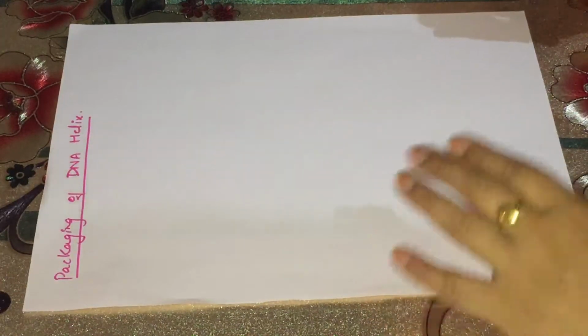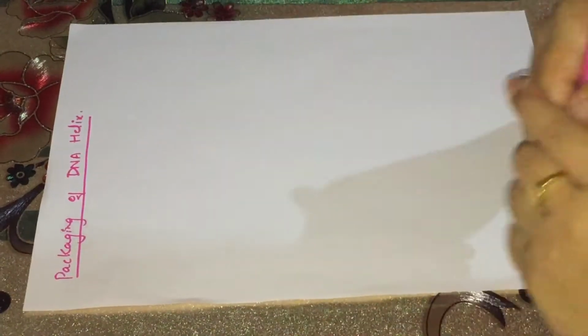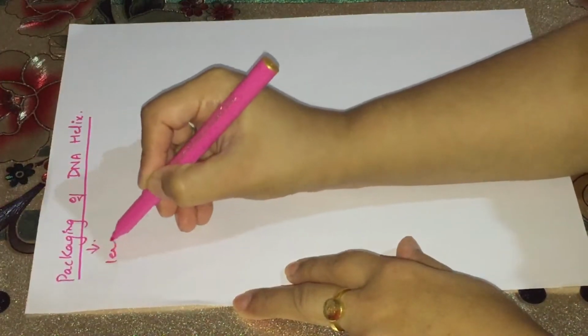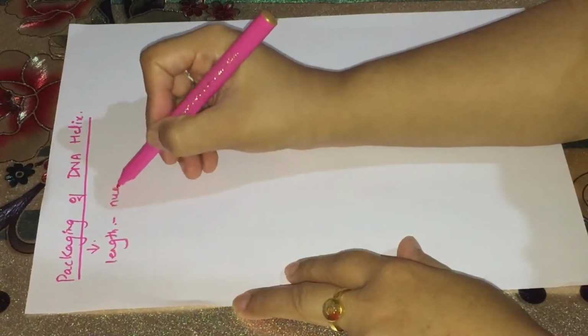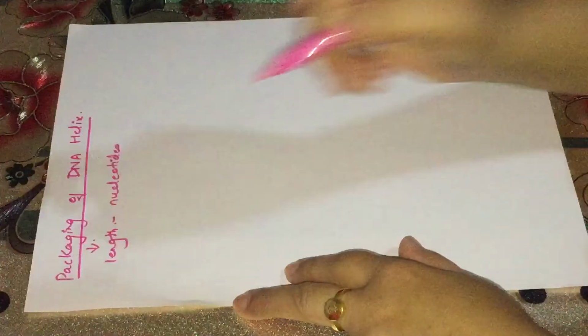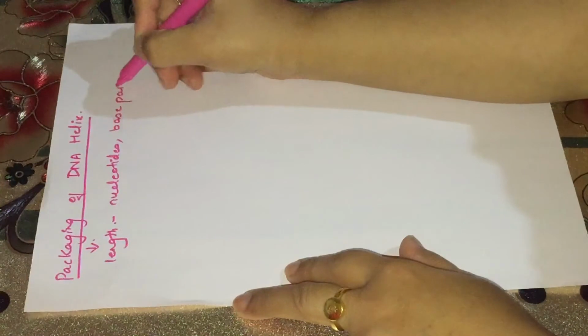In this video we'll be doing the packaging of the DNA helix. In the previous video we discussed that the length of DNA is determined by the number of nucleotides present in it, or it can also be determined by the number of base pairs.